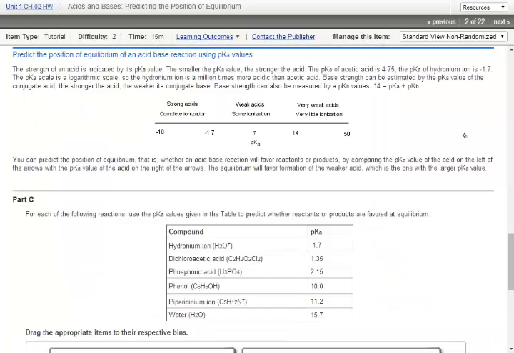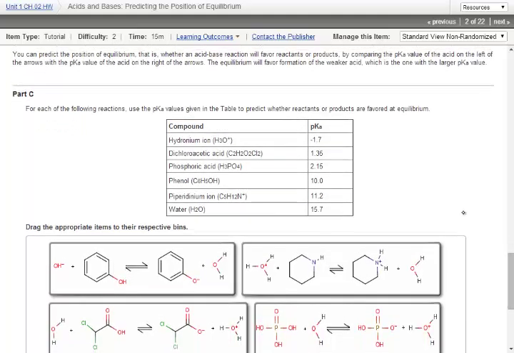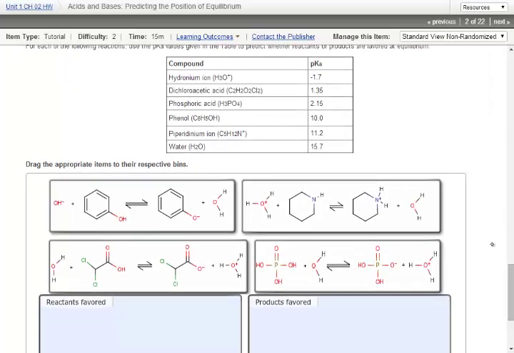Part C, we're going to predict the position of equilibrium of an acid-base reaction, and we're going to be using our pKa values. The important part for predicting whether or not you're going to favor reactants or products is right here. We're going to compare the pKa values of the acid on the left with the pKa values of the acid on the right. So the larger the pKa value, that's where the arrow will point. We will point towards the larger value, and if the larger value is on the reactant side, we're going to favor reactants. If the larger value is on the product side, then we will favor products.